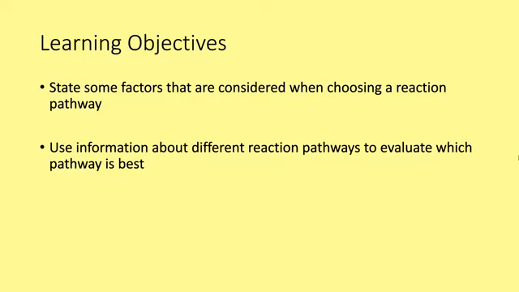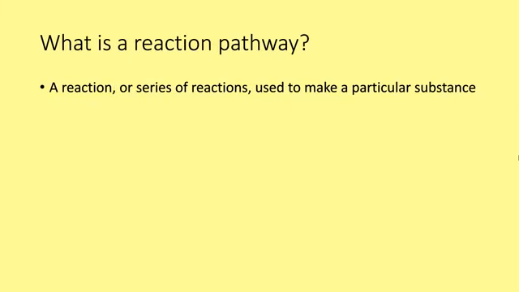Before we start, we need to know what a reaction pathway actually is. A reaction pathway is either a reaction or sometimes a series of reactions that you use to make a particular substance. When you want to make a chemical, quite often there's more than one way that you can make it, and you need to decide what the best way is. To do that, you're going to have to take in a whole range of different information. So this lesson's about what information you need to consider and then some practice considering that information.